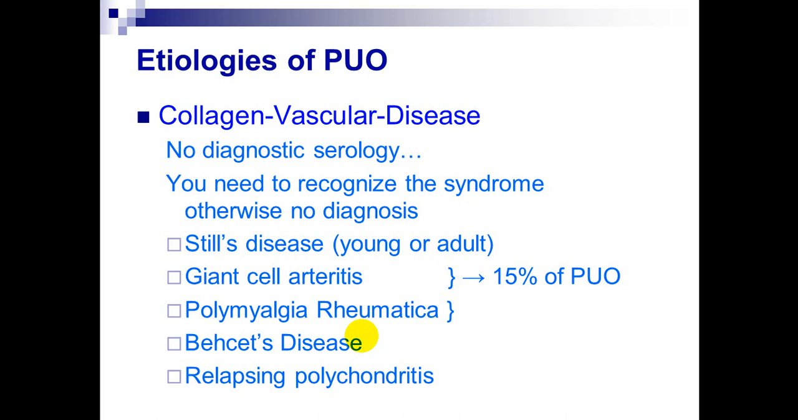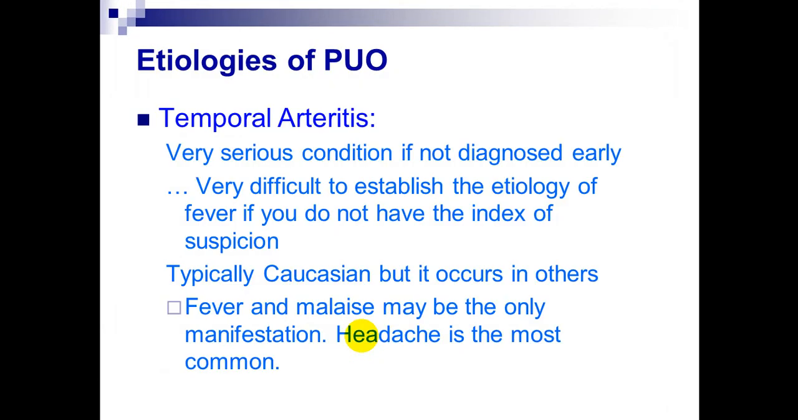Collagen vascular disease, at the top of the list is vasculitis, Behçet disease, systemic lupus, giant cell arteritis, especially in the elderly, Still disease in the young age group, and relapsing polychondritis. Temporal arteritis, a very serious condition. Why? It will cause blindness if untreated, typically affecting the Caucasian population, and can occur in others.